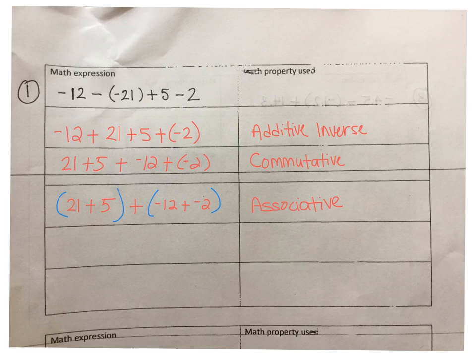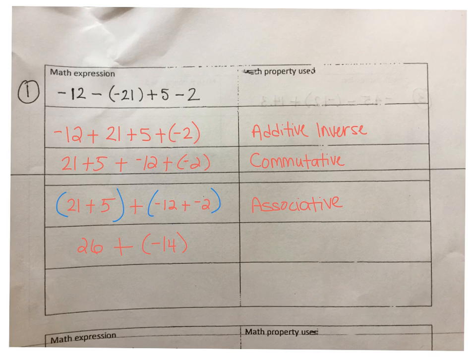Now let's go ahead and simplify everything that we can. We've done all the properties that we can do. We haven't done any computation yet. All we did was rearrange some numbers, get them to our liking so that we can solve the problem. 21 plus 5, that's 26. I have a negative 12 plus another negative 2, that's a negative 14. Now all I have to do is take 26 plus a negative 14.